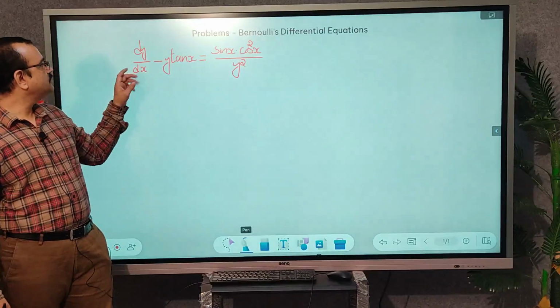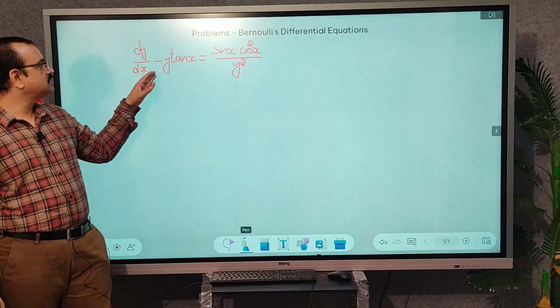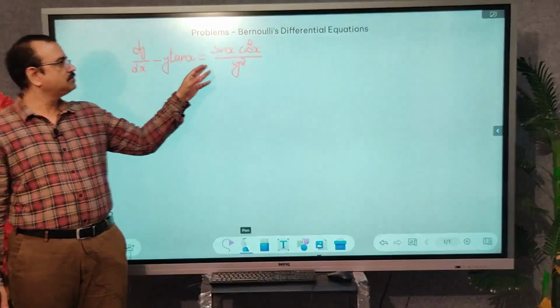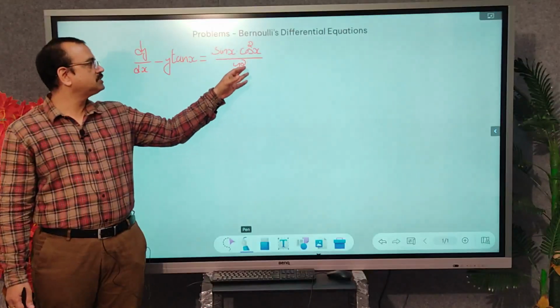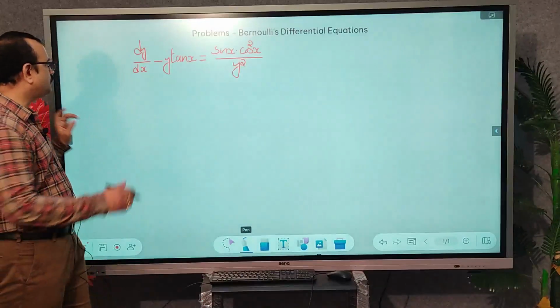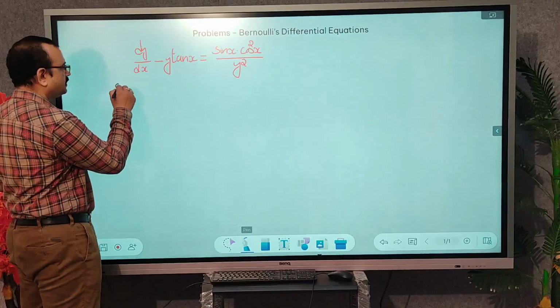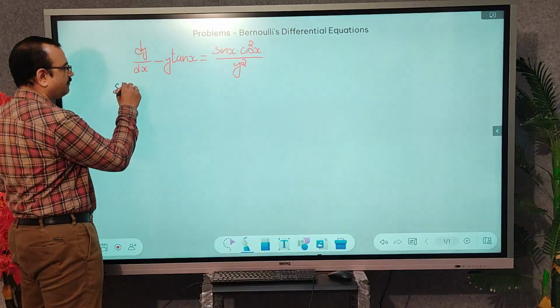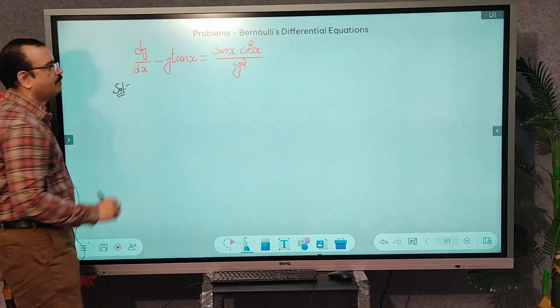Now the problem is something like this: dy by dx minus y into tan x is equal to sin x into cos square x divided by y square. This is the given problem. Now we will see how to solve this problem. First of all, we will check whether this is in the standard form or not.